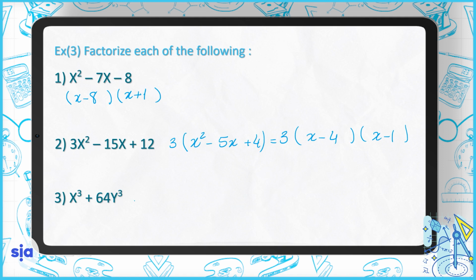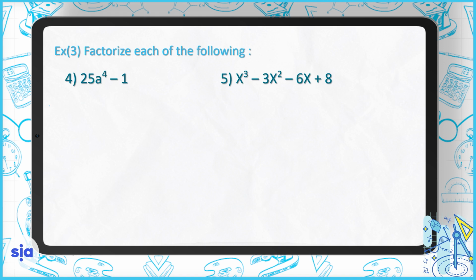Question 3, it is the factorization of the sum of 2 cubes. Then it will be x plus 4y multiplied by x squared, opposite sign, 4xy plus 16y squared. Question 4, a difference of two squares, so it is 5a squared minus 1 multiplied by 5a squared plus 1.